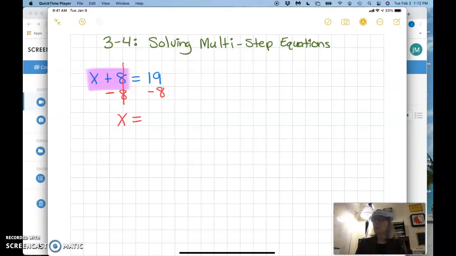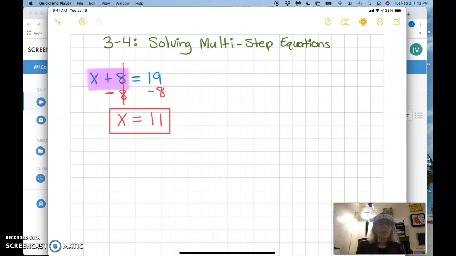19 minus 8? 11. There you go. I wrote 11. So on this equation, we just did one step, which was subtracting 8 from both sides, and then we got our answer. This is a one-step equation.